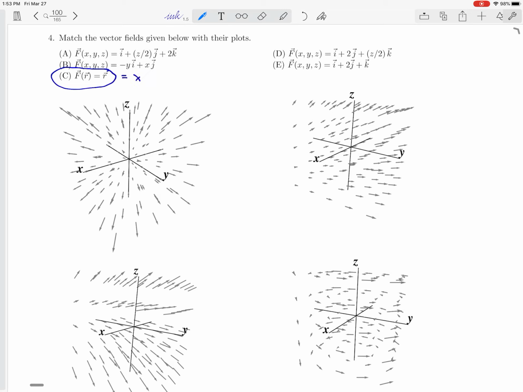So let's look at C right here, because that has that vector r, but this time in 3D. So this is xi plus yj plus zk. What is that going to look like? Well, in 2D we saw that this vector gets larger the further away you move from the origin, and it always points straight out from the origin. So in 3D it behaves just in the same way, just in 3D. So which of those vector fields that are shown behaves like this?